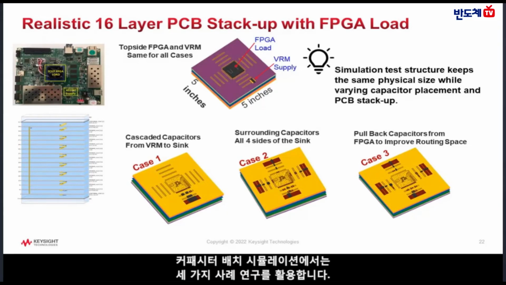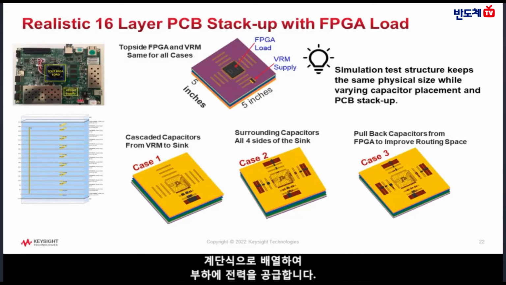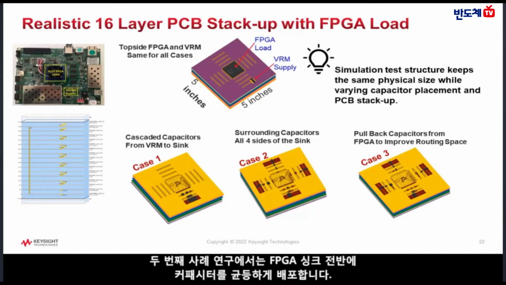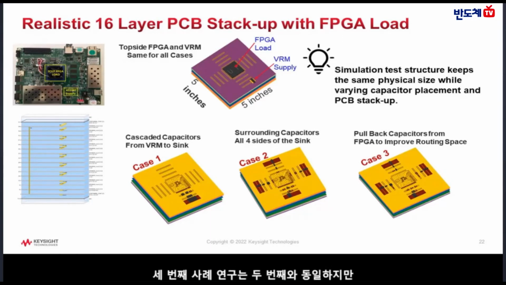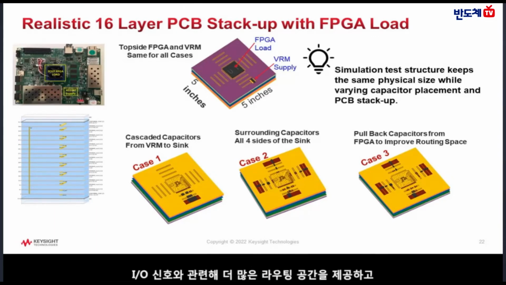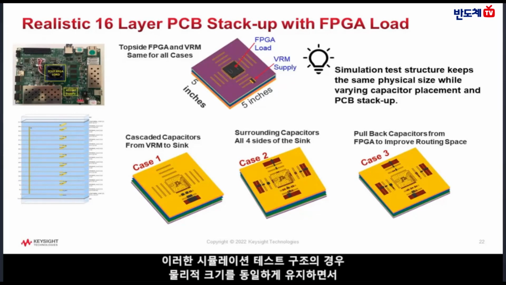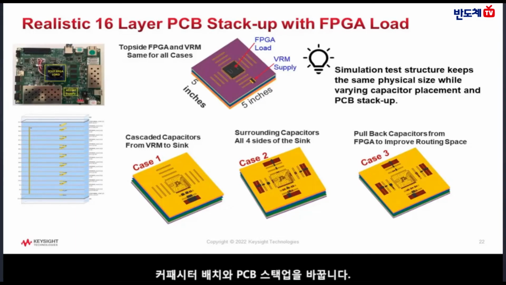Three case studies are used for the capacitor placement simulations. The first, shown in the bottom left, is to cascade all of the capacitors on one side of the FPGA to deliver the power to the load. The second is to evenly distribute the capacitors around the FPGA sink. The third case is the same as the second, but the medium-sized capacitors are pulled back from the edge of the FPGA to provide more routing space for I/O signals and potentially reduce crosstalk caused by limited routing space. These simulation test structures keep the same physical size while varying the capacitor placement and PCB stackup.